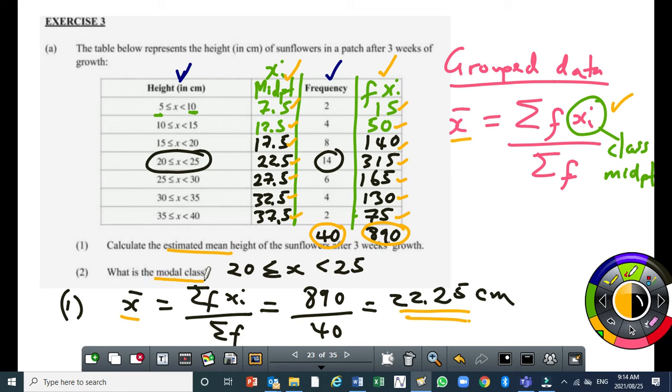Then we need to determine the modal class. The modal class is 20 is less than x is less than 25. The modal class is the one with the highest frequency. The one with the highest frequency is your modal class. So the modal class is that. This is the modal class.